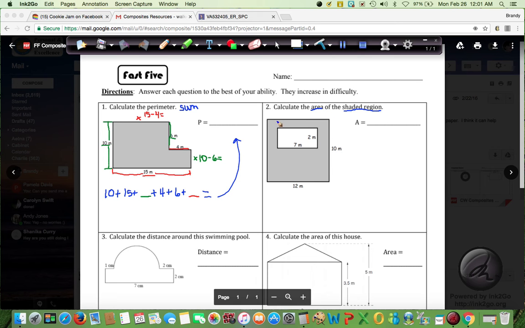So first, do you guys see this big rectangle? So let's make this yellow-green. So we have this big rectangle here.